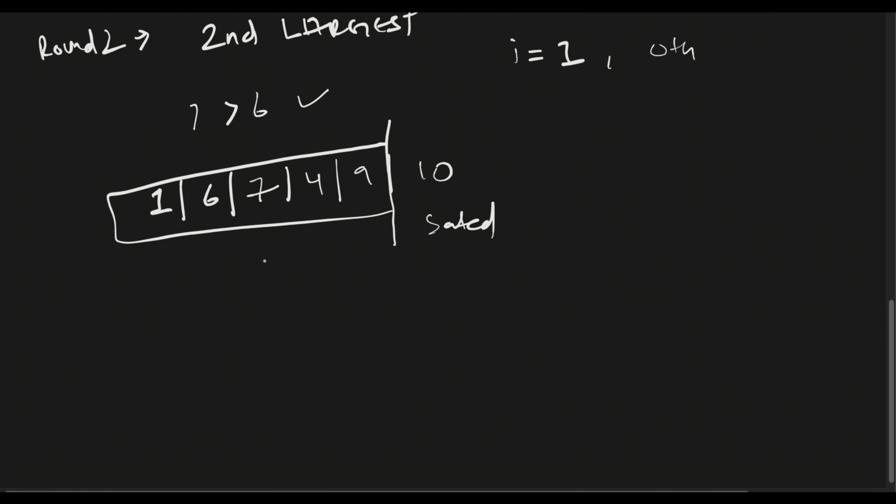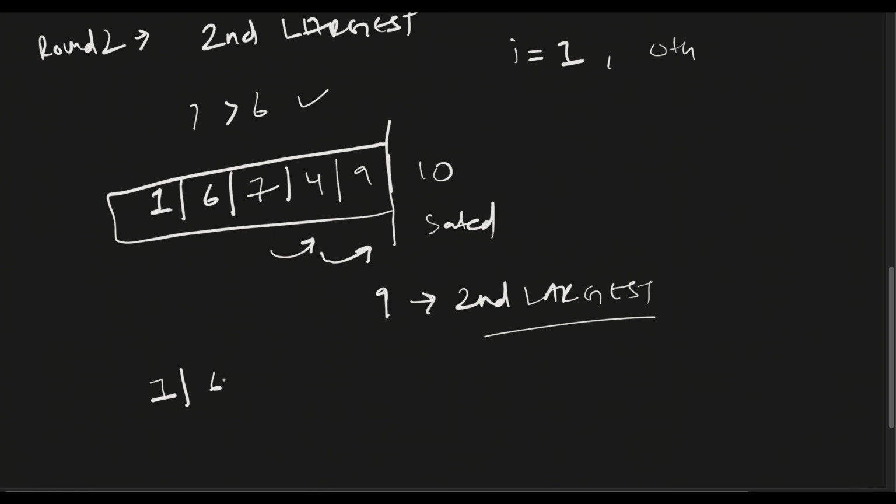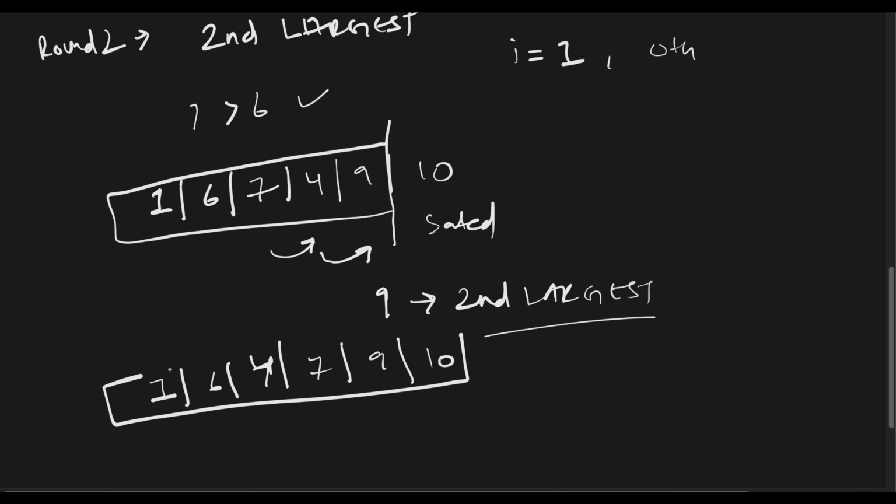So 6 is smaller, so I have swapped. Now 7 is smaller, yes, I will swap. Is 7 smaller than 9? No, so I will not swap. But I got my 9 as my second largest here. So I will place my 4 here, 7 here, 9 here, 10 here.